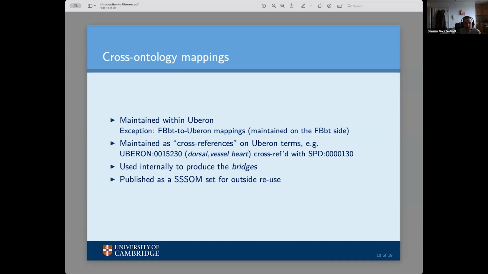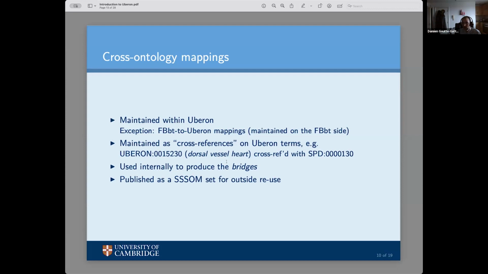So those mappings, for most of them, except the mappings with LBVT, are maintained within Uberon itself. They are maintained by Uberon editors under the form of cross-references within the ontology itself. Internally, Uberon is using those mappings to produce the bridges, as I will describe in a moment.